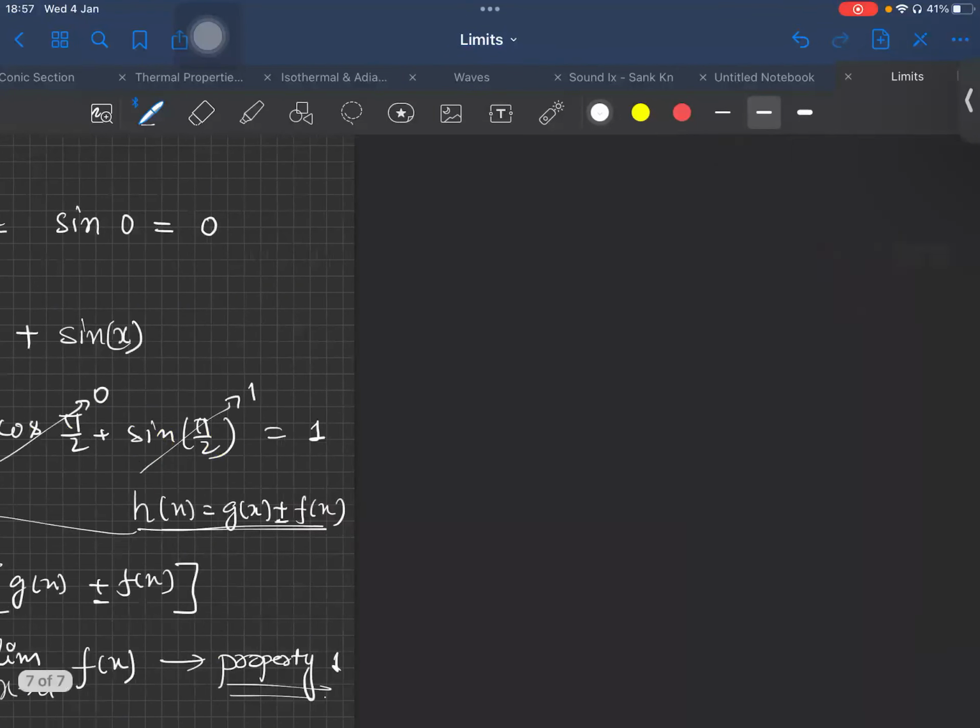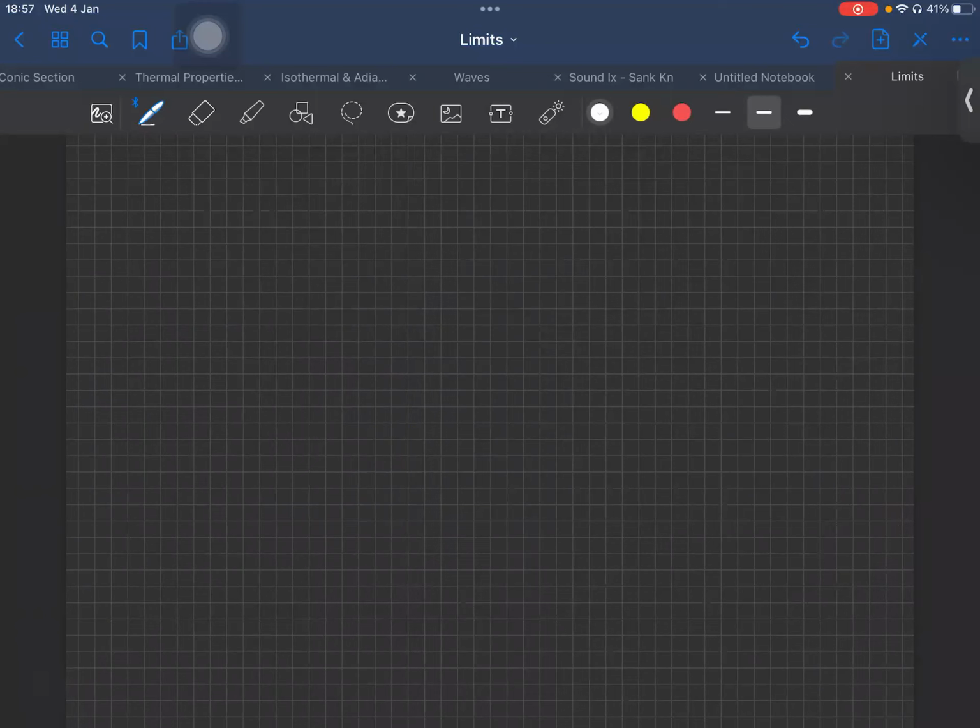All right. Do you have an idea of log? Before we go to log, let's talk about some of the indeterminate forms. Let's write indeterminate forms.